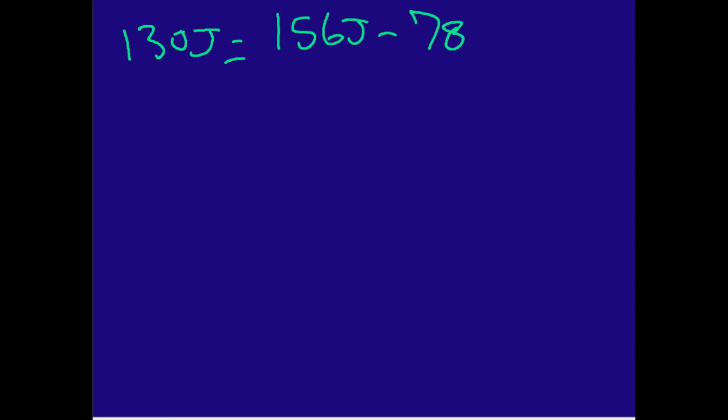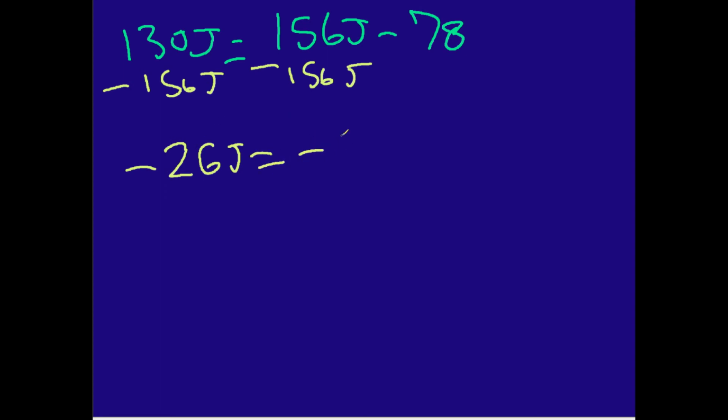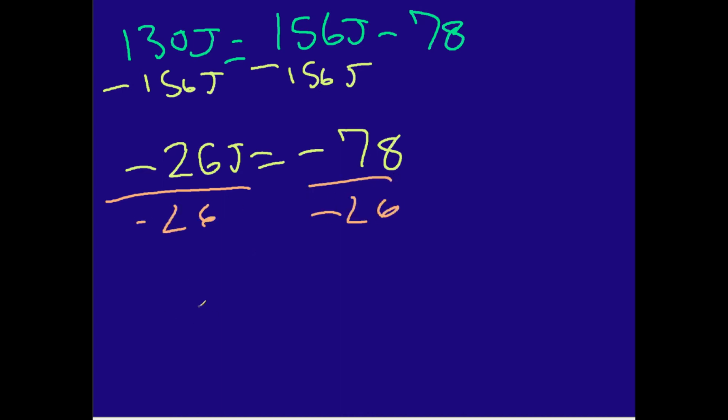There's not a whole lot of new information here. So first we'll just subtract 156J from both sides. And so now we have negative 26J equals negative 78. Again, just solving an equation, nothing new here. Divide both sides by negative 26, and we get an answer of J equals positive 3. So John traveled for 3 hours.